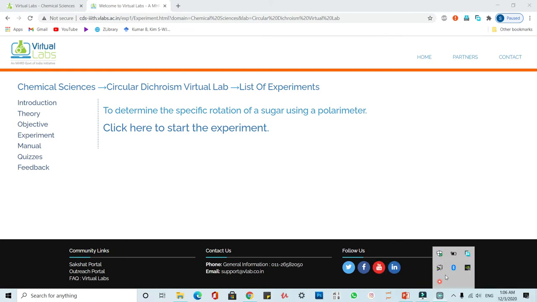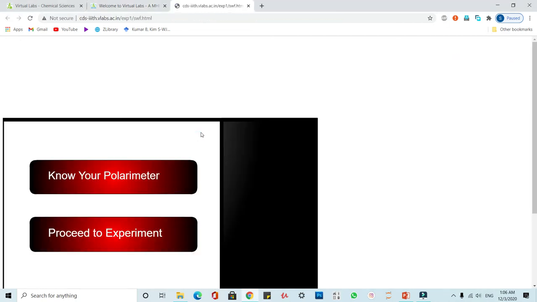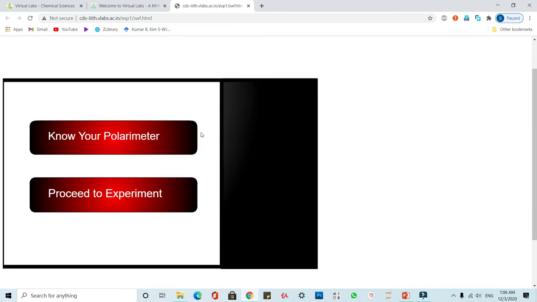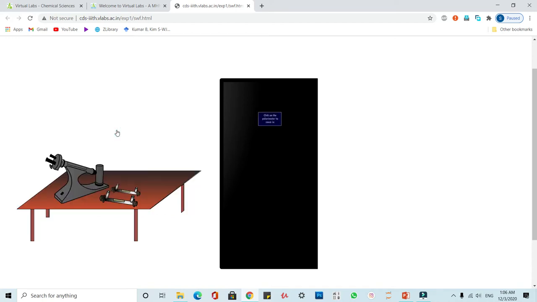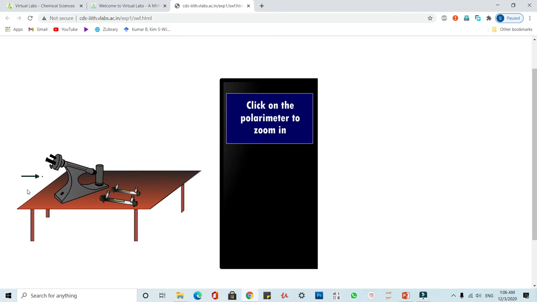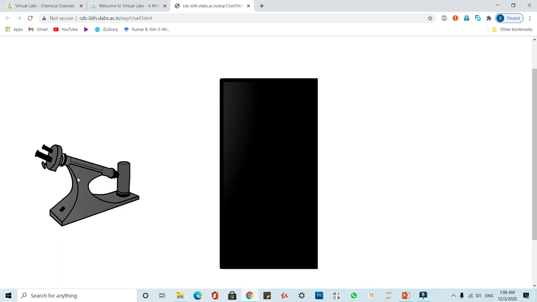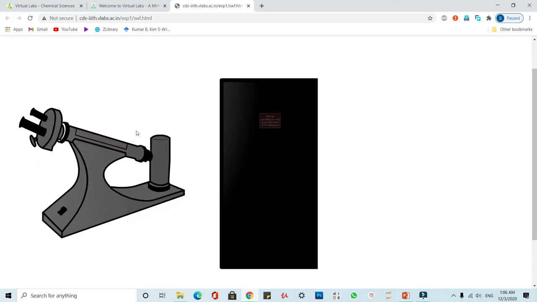Okay. To switch on this light source, we click on this red button. The light is switched off. Here is the chamber where we'll put the polarimeter tube that contains our sample.